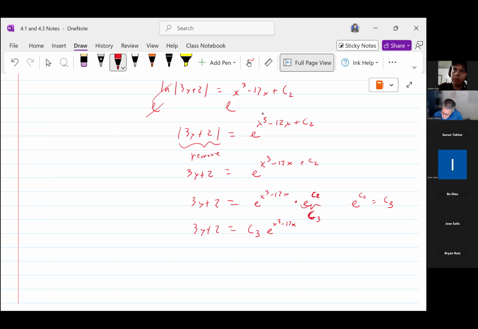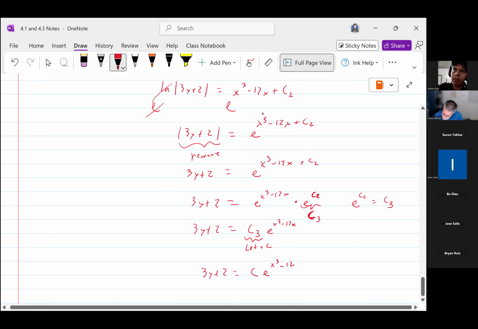I'm getting close to being done here. Because this is the last constant that we're going to talk about in the problem, I'm going to let C3 equal just C. I'm just going to call it a generic C, because we're not going to manipulate the constant anymore. It's going to stay in front of the e from here on out. So this is 3y plus 2 is equal to C e to the x cubed minus 12x.